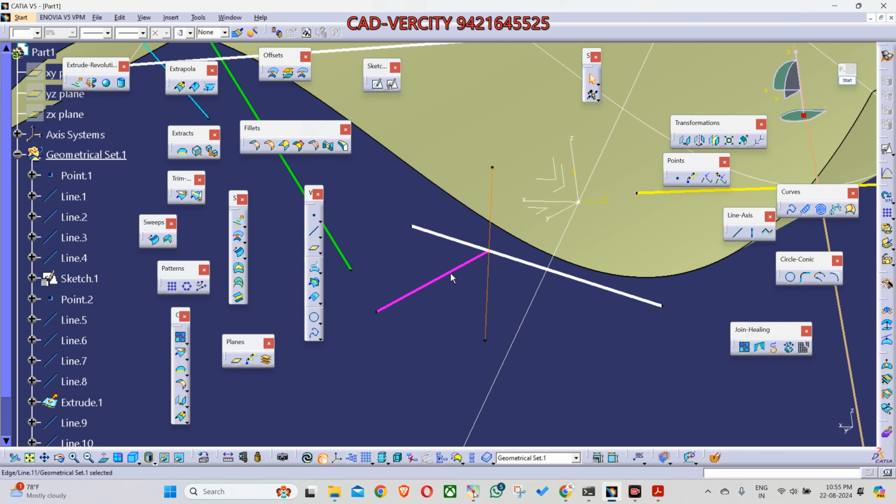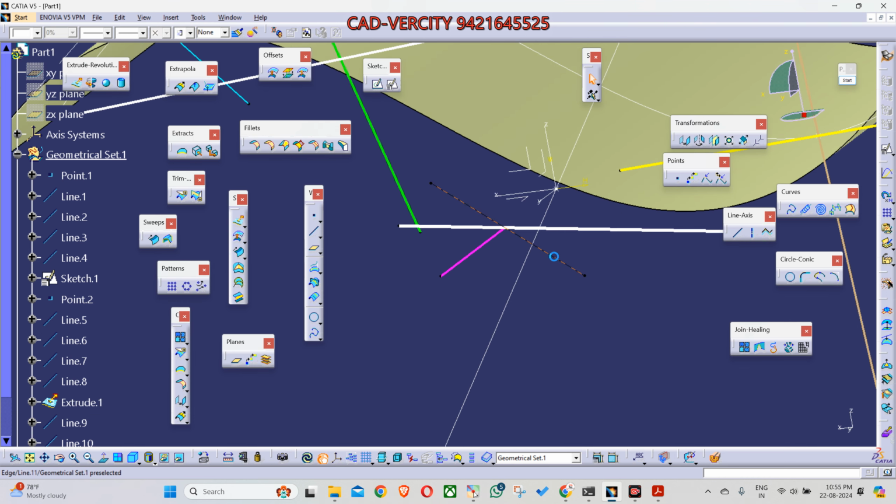What should be the angle, this and this? What should be the angle value? 45, 45, sir. Not 45, 45. It should be the same: X, X degree. It is not perpendicular to each other. It should be the same. Okay. That's why we are using the angle bisector.